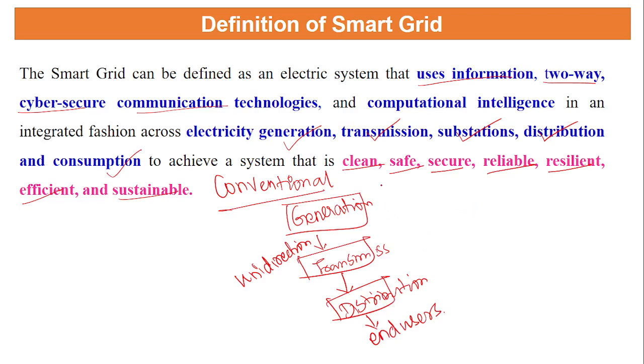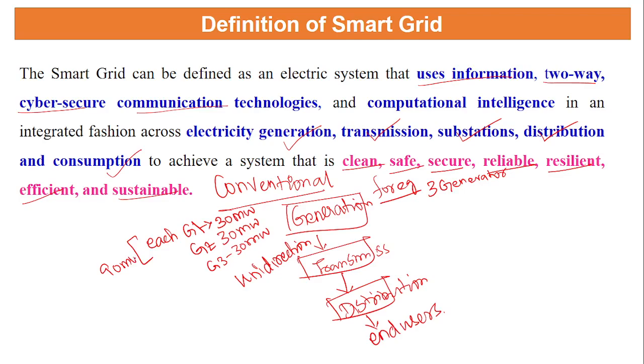If I could utilize the information from the end users... For example, say the generating station is utilizing 3 generators to generate electricity. Each generator, for example, will generate 30 megawatt. So G1, G2 and G3 are 30 megawatt each, and the total capacity of the generating station is 90 megawatt. The 90 megawatt is directly generated and sent to the transmission.